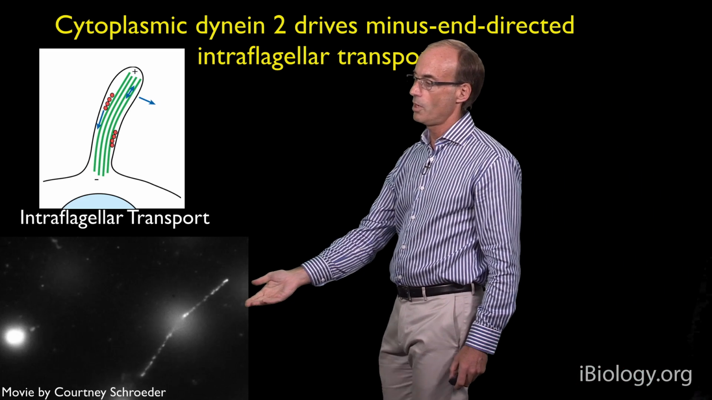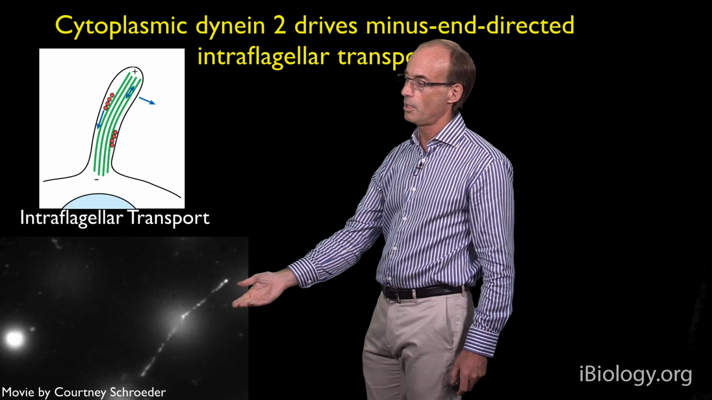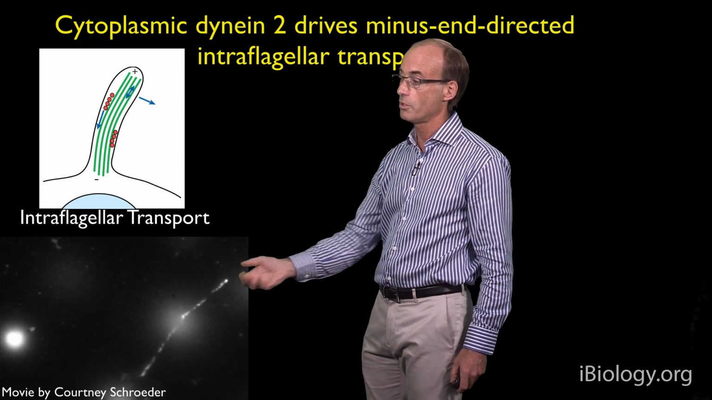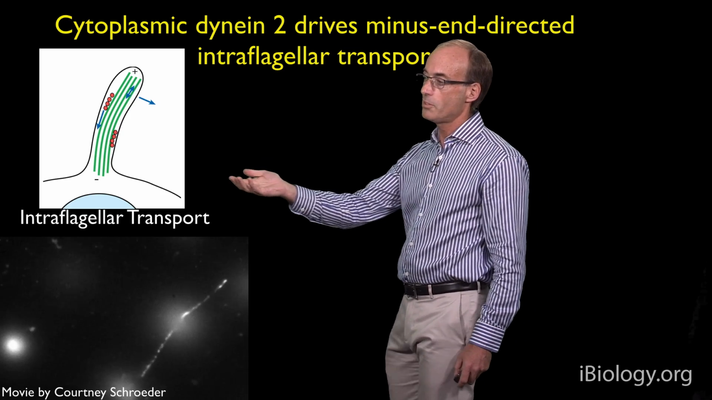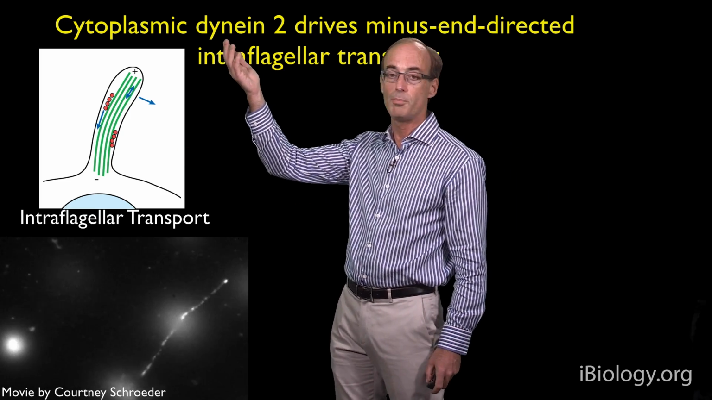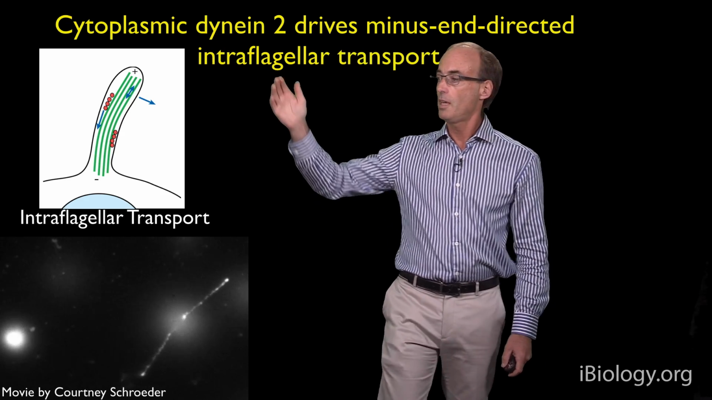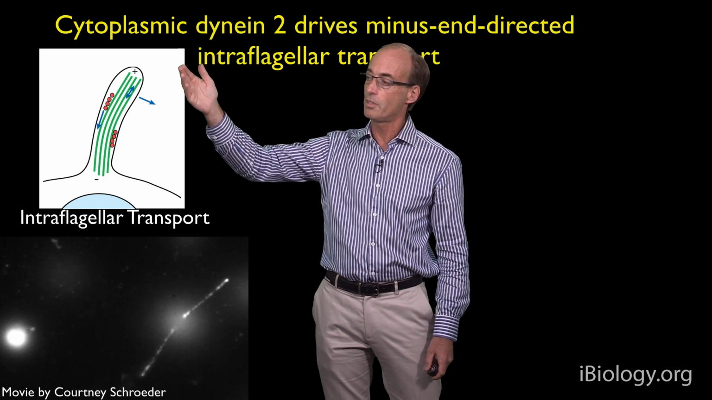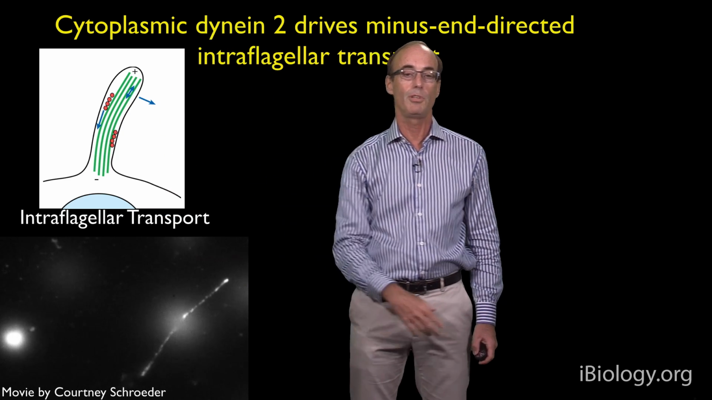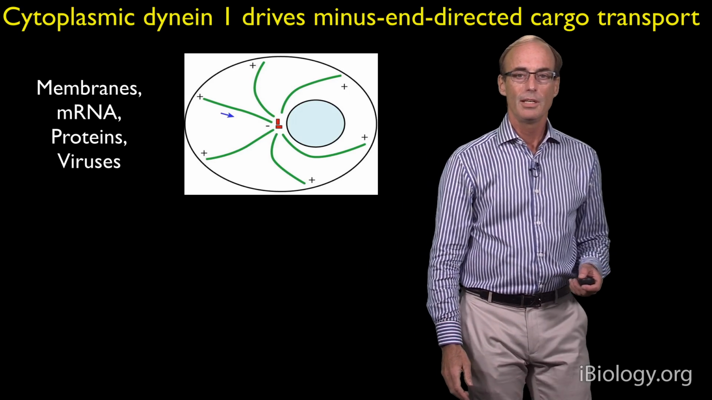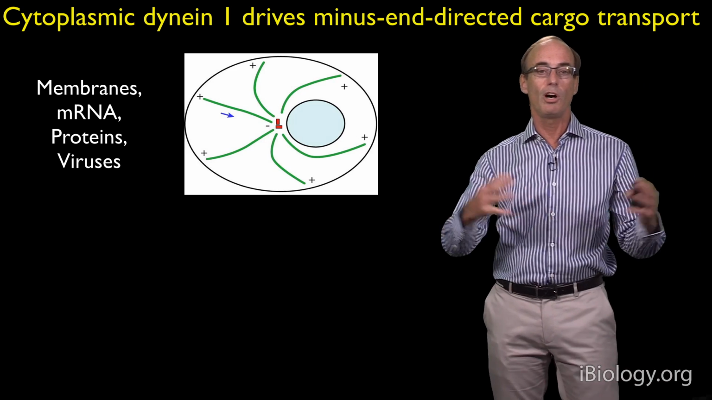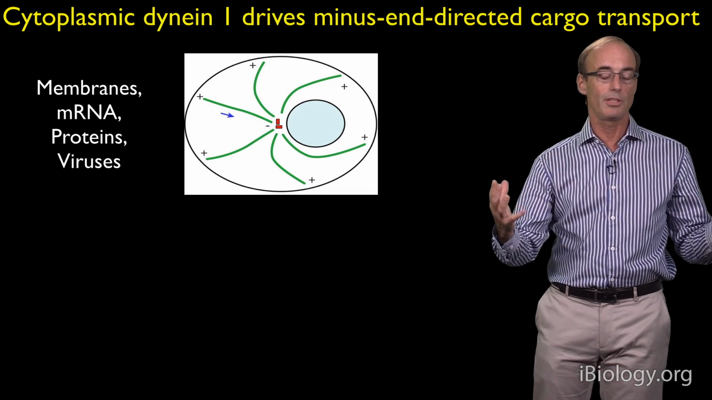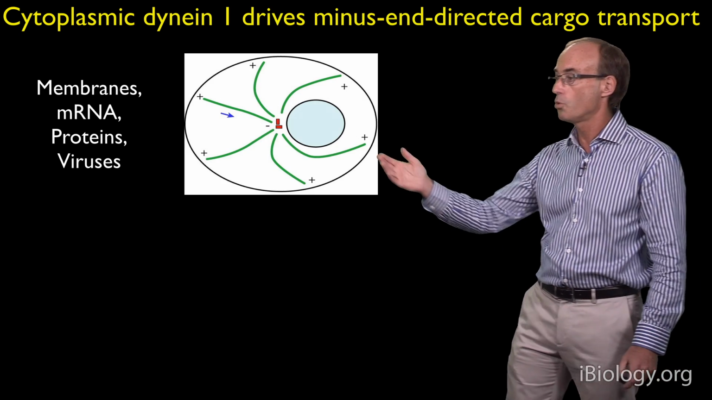This shows an image of what cargo transport looks like, what intraflagellar transport looks like by fluorescently tagging one of these cargo subunits. Now, a kinesin motor transports the cargo up to the tip, to the plus end, but dyneins are minus end directed motors, and so the dynein transports cargo in the opposite direction from the tip towards the cell body. Now, there's also a cytoplasmic dynein 1, and that's responsible for virtually all of the cargo transport that occurs in the cytoplasm of cells towards the minus end.